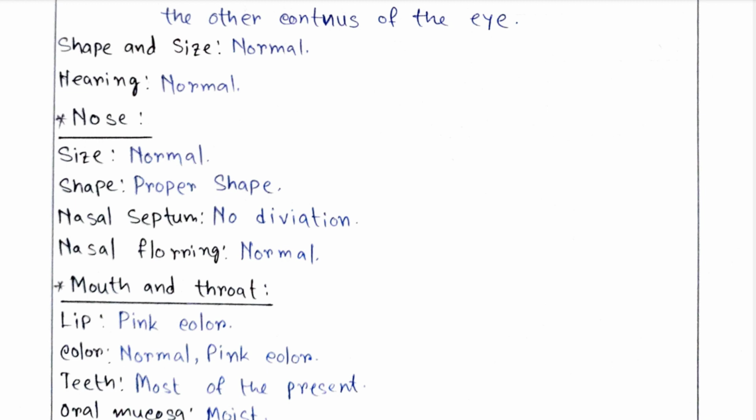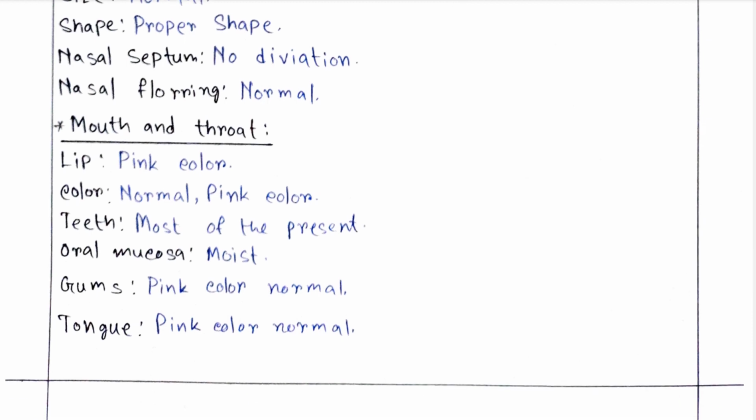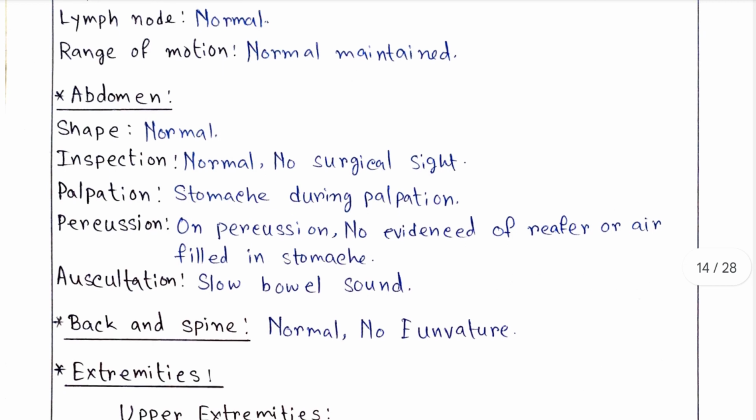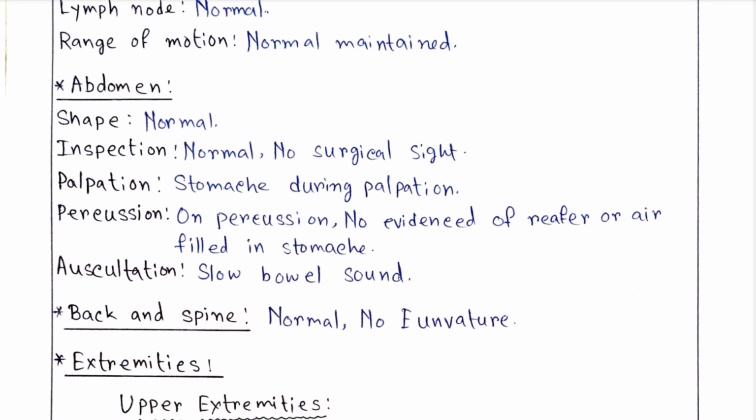Nasal flooring normal. Mouth and throat. Lips: pink color, normal. Teeth: most of them present. Oral mucosa moist. Gum: pink color, normal. Tongue: pink color, normal. Next is neck. Webbing of neck absent, thyroid is normal, lymph node is also normal, range of motion is normal. Next is abdomen. Shape normal, inspection normal, no surgical site. Palpation. Percussion: no evidence of fluid or air in stomach. Auscultation: bowel sounds present.